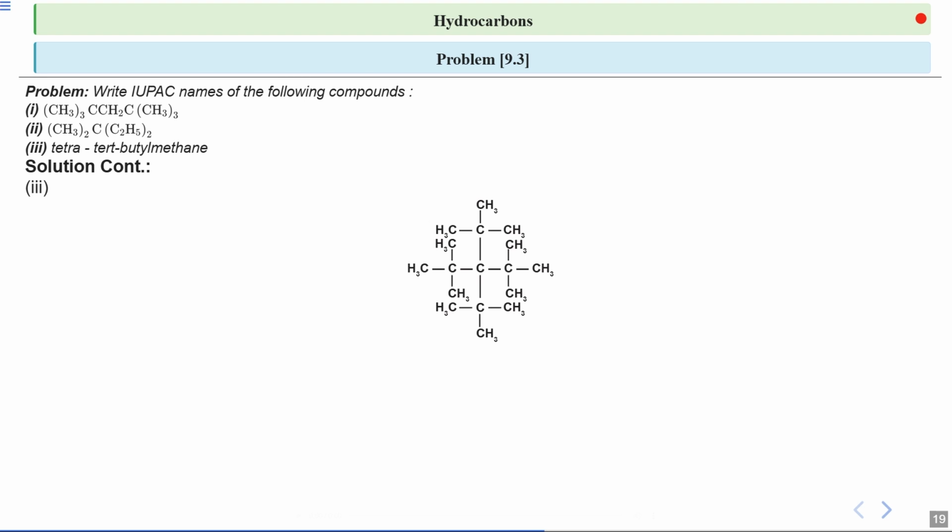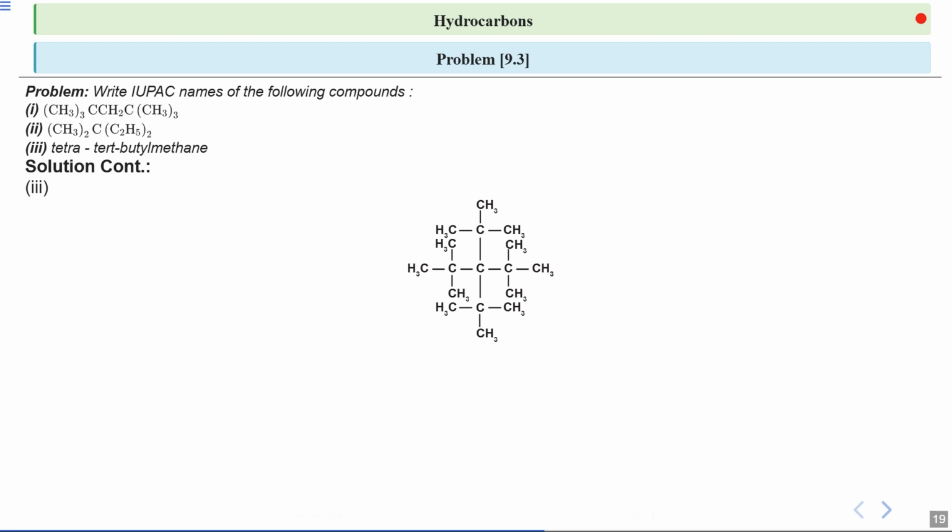For the common name, the structure is given here. Why are we telling it so? You can see here that the common name is tetra-tert-butyl methane. So we have 4 tert-butyl groups and they are attached onto one carbon because methane is written here. That is the reason we have joined the tert-butyl groups to a single carbon. You can see here we have 3 tert-butyl groups.